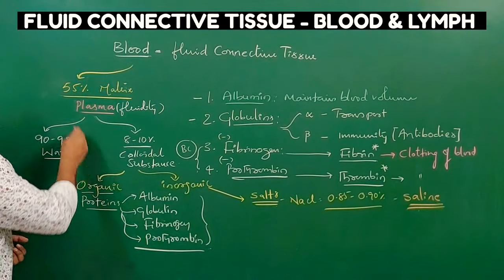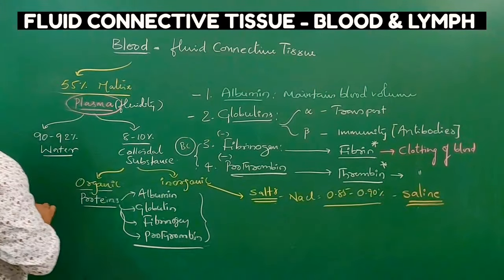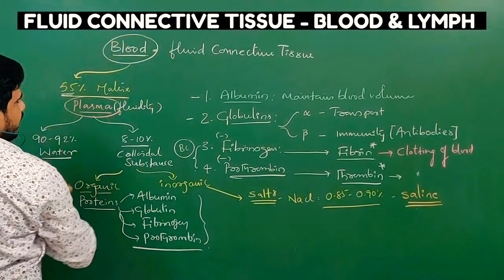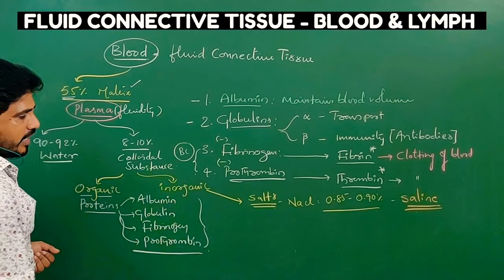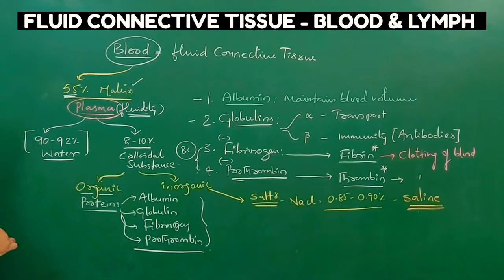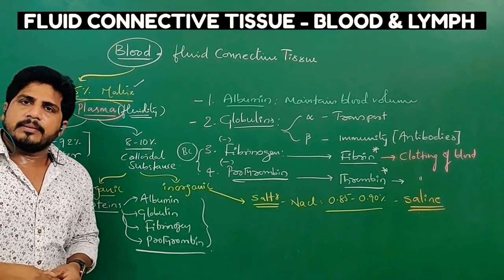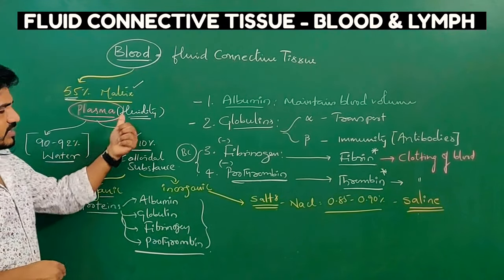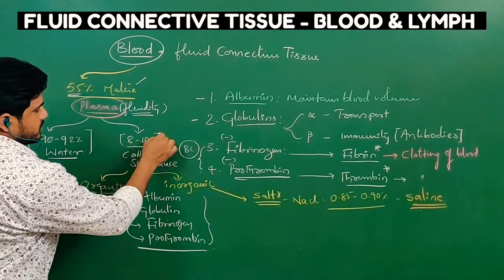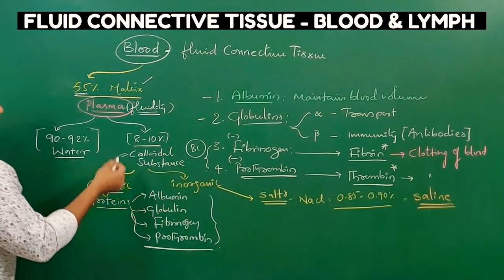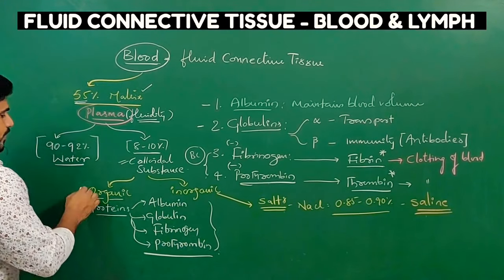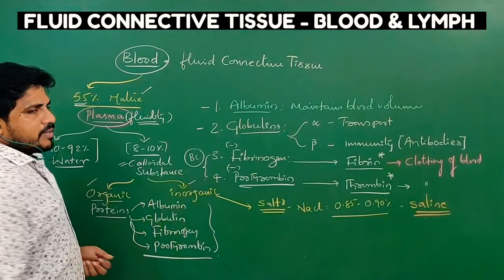Whatever. Let me recap the plasma. Plasma is 55% of the blood, and is also called the matrix of the blood. It has fluidity because the majority, 90 to 92% of plasma, is made up of water. That is the reason it is in liquid condition. The other 8 to 10% consists of colloidal substances, non-liquid substances. They may be cells or other molecular components. In that, organic and inorganic are also present.